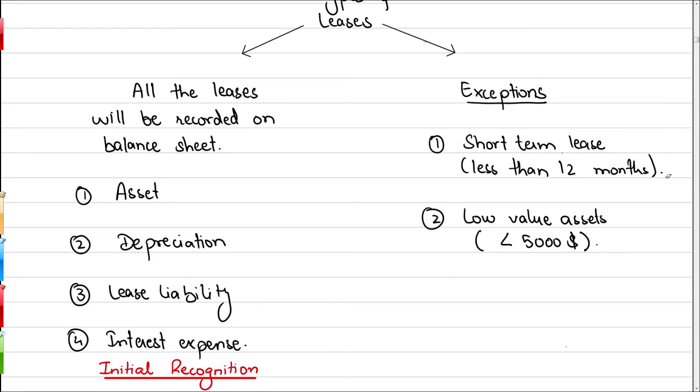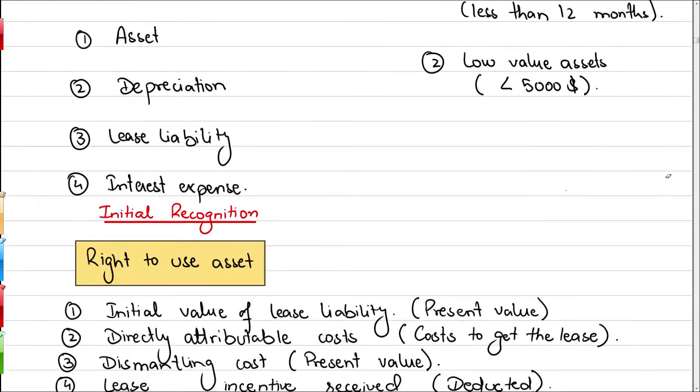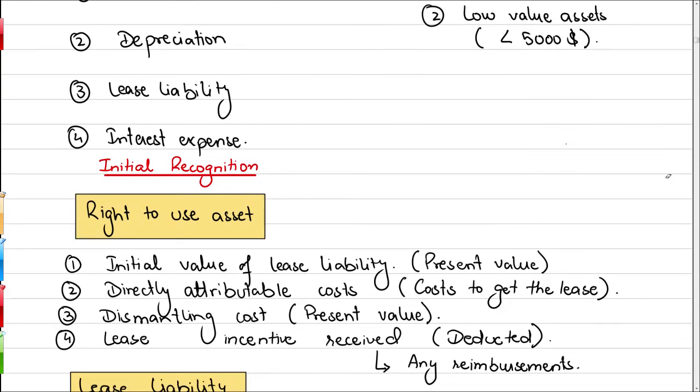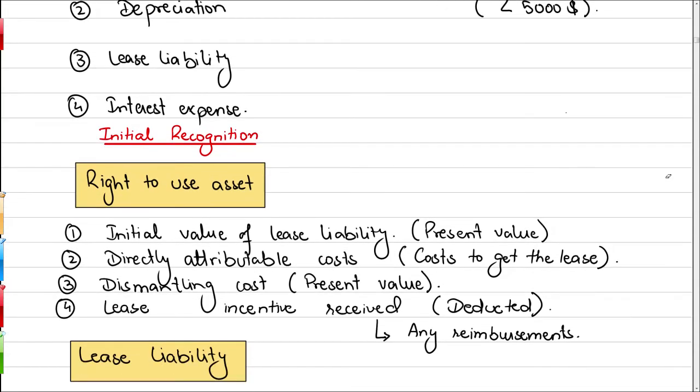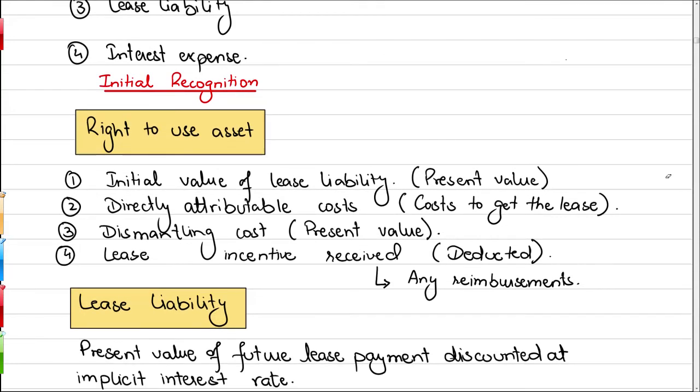Now let's talk about the recording of leases, from the initial recognition to the subsequent recognition. As I mentioned, all leases from the lessee's perspective will be recorded on their balance sheet. So they need to initially recognize two things in their balance sheet. One is the right to use the asset. In the right to use the asset, there are four things that we need to include. One is the initial value of the lease liability, which is the present value of the minimum lease payments discounted at the implicit rate of interest.